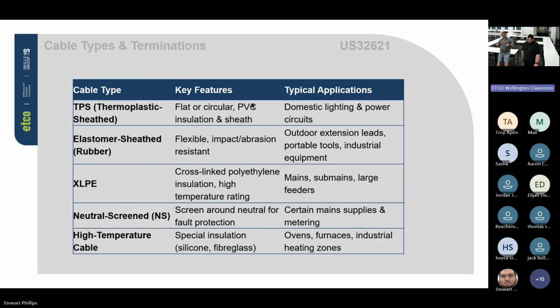Landlord special, yeah. Cool. So good termination can be the difference between a reliable circuit and a fire waiting to start. Cool. So copper versus aluminium. So copper is the most common type of cable you're going to come across for final sub-circuits. Here in New Zealand, we use copper for our sub-circuits.